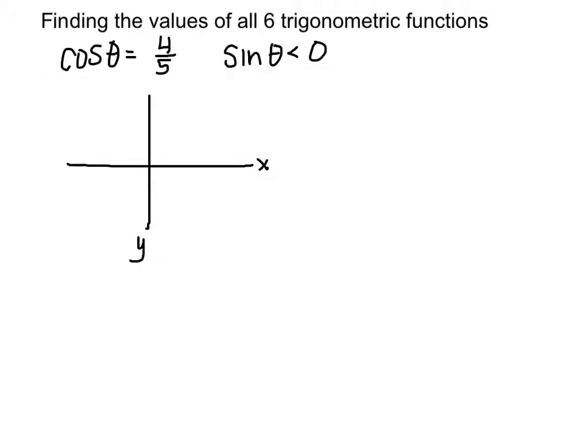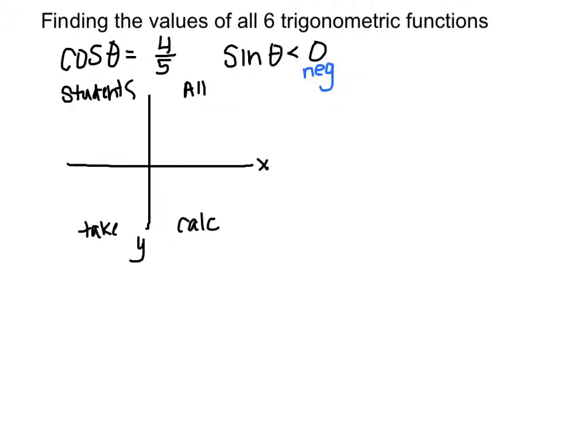We need to find the values of all 6 trigonometric functions given specific things. So the first problem that we're given is the cosine of theta equals 4/5, and the sine of theta is less than 0. Well, less than 0 means it is negative. So we're going to start by using the acronym: All Students Take Calculus.